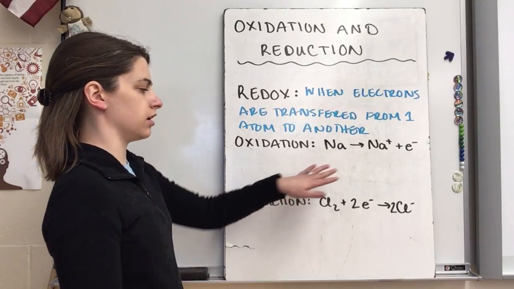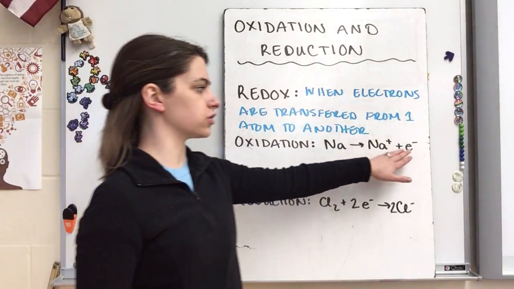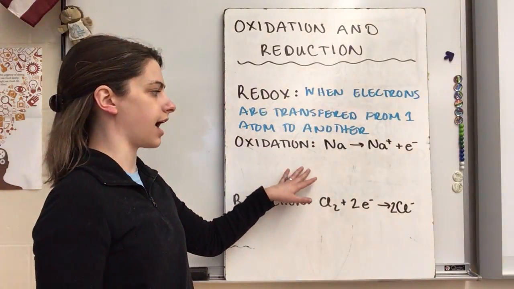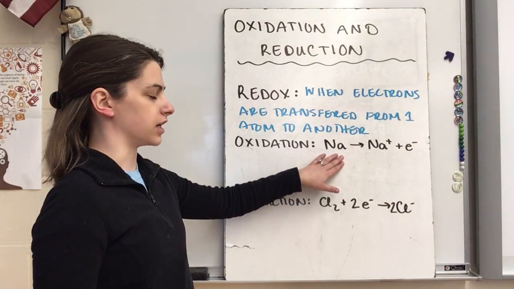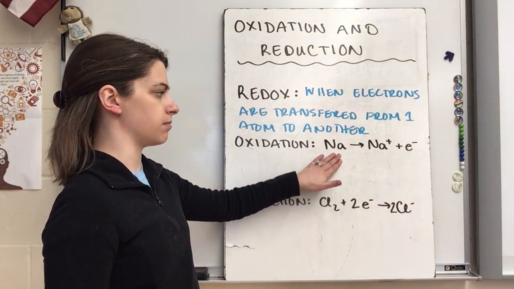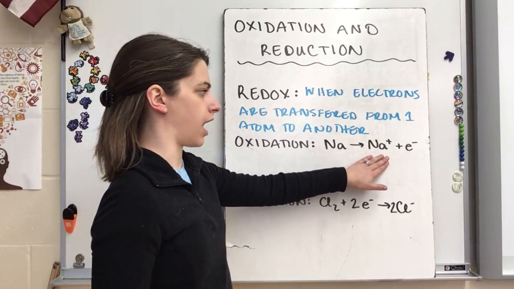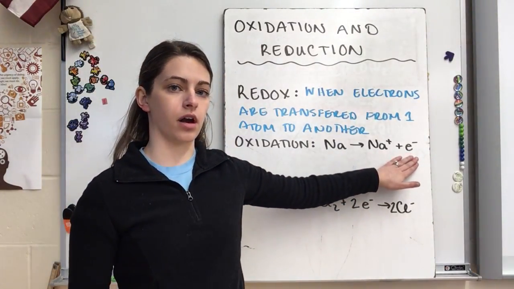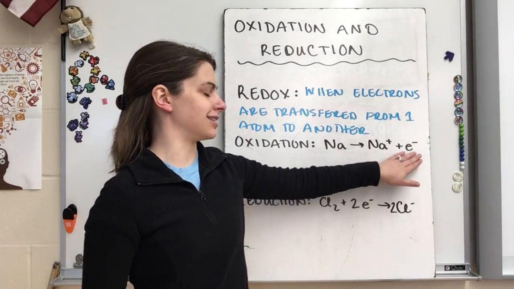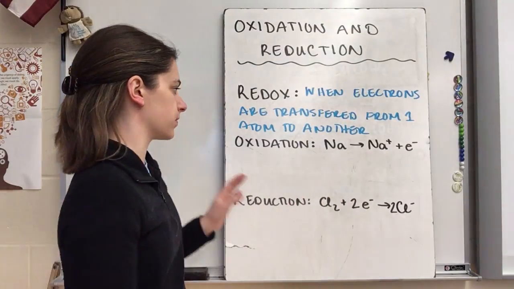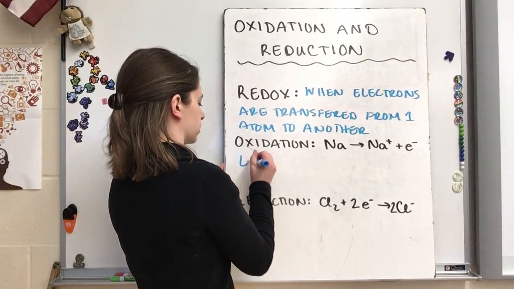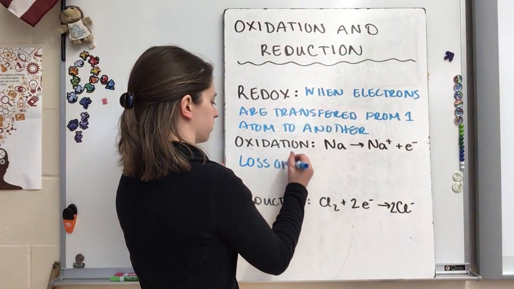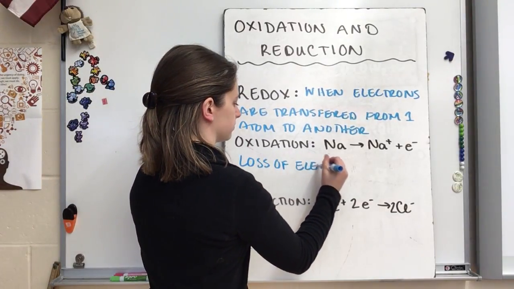So oxidation occurs when an electron is lost. When we're looking at a chemical reaction, and we're going to use sodium as our example, we're starting with sodium metal and forming sodium ion plus a separate electron. Since the electron shows up on our product side, that means that it's lost from the sodium. So oxidation is a loss of electrons.